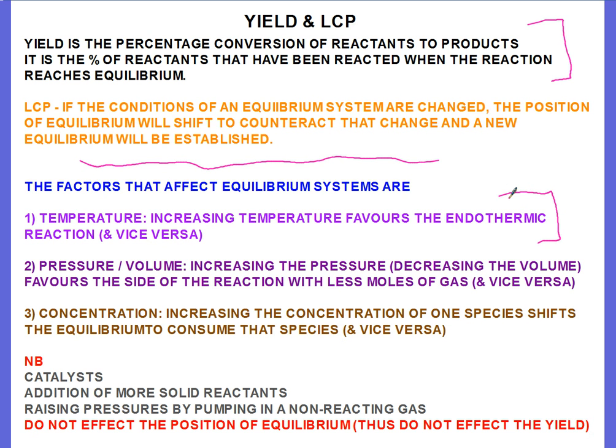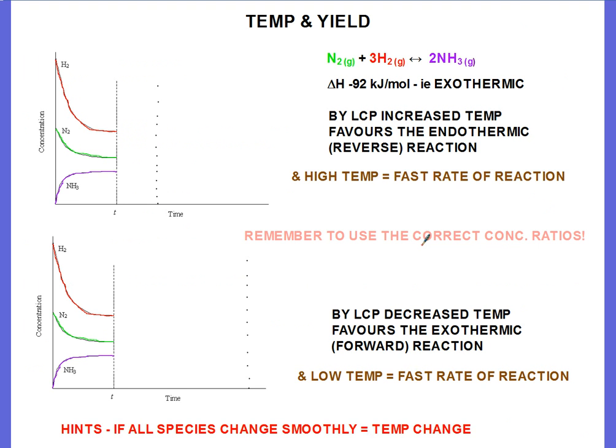But it's very important you know that adding catalysts, adding more solid reactant, or raising pressure by pumping in a non-reacting gas do not affect the position of equilibrium. They do not affect yield. Look at temperature and yield, and please bear with me because my pen might not be completely calibrated to this board. First of all, we're going to look at the actual Haber process reaction itself as a case study.